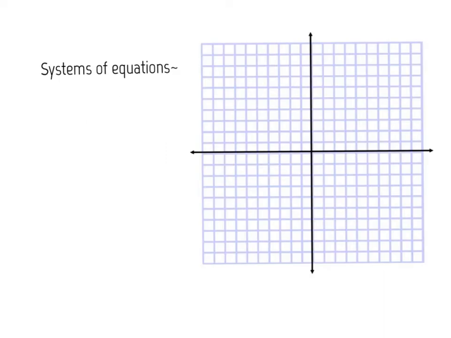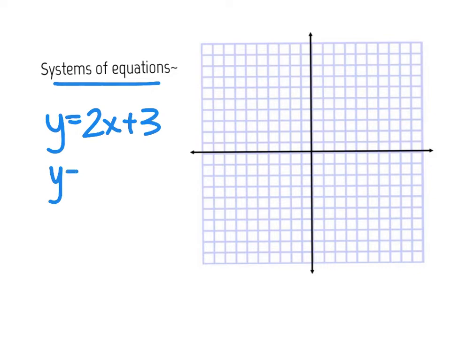All right, so first thing, earlier in the year, we worked with something called systems of equations. A system of equations was where I would give you equations for two lines. Maybe I'd give you y equals 2x plus 3 and y equals x minus 1. And we would want to know, where do those two lines cross? So I'm going to pause and graph these real quick.